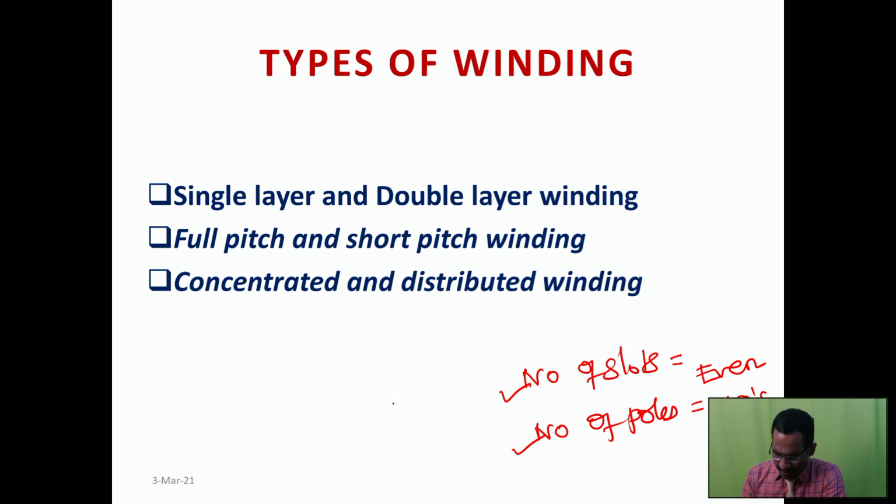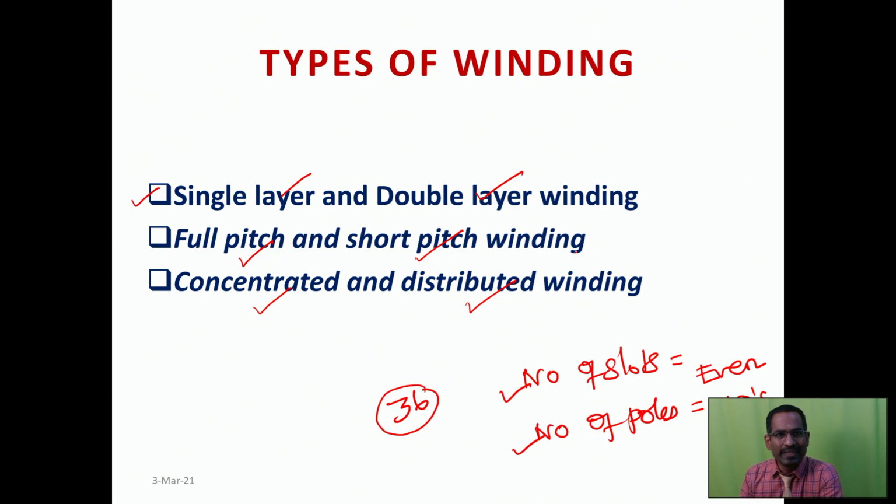For example, if I have 36 slots, how do I place the winding in these slots? For that I have different winding methodologies. First category, I can choose a single layer winding or double layer winding. Second, I can choose full pitch winding or short pitch winding. Then the winding may be a concentrated one or a distributed winding. So these are the three categories.